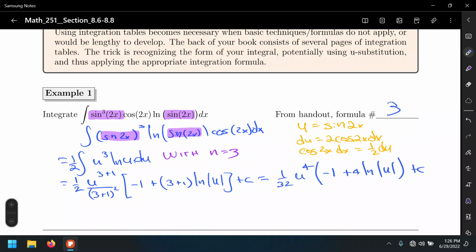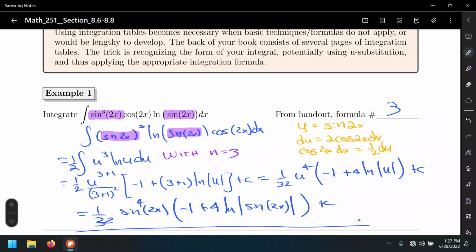And then let's go back to substitute what we got for u, which in this case is 1/32 sine to the 4th power of 2x times -1 plus 4 ln of sine 2x. And in this case, notice I'm writing absolute value bars for the sine function, because recall the sine function goes between -1 and 1, so it outputs both positives and negatives. Alright, plus c. Final answer.